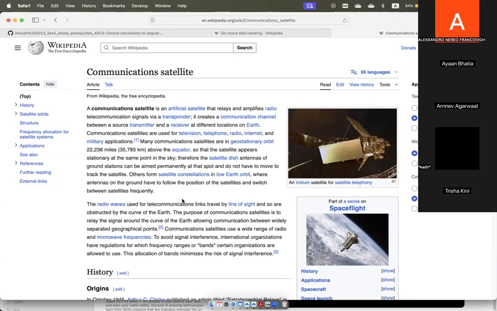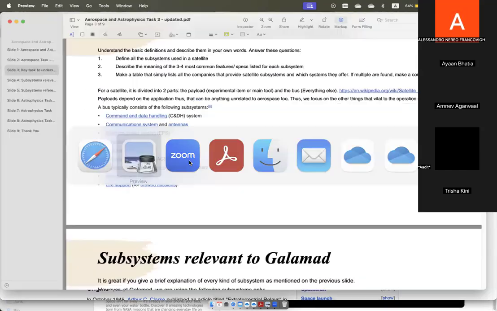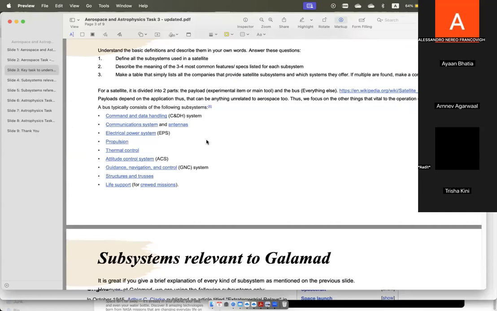Okay. But either way, these are all communications modules. So that's the second subsystem. The third subsystem is called the electrical power system.